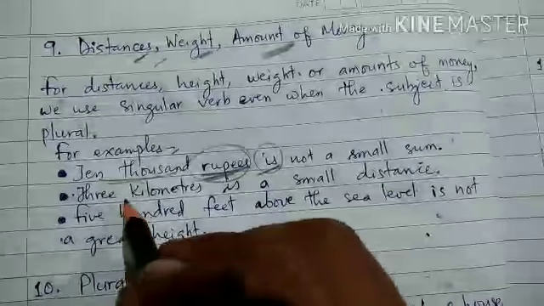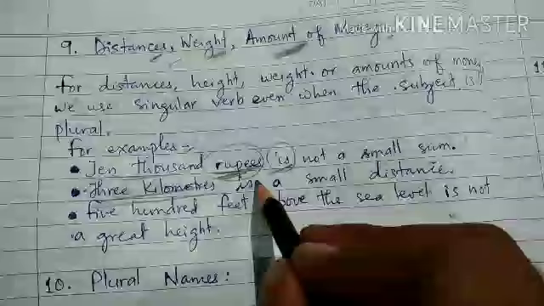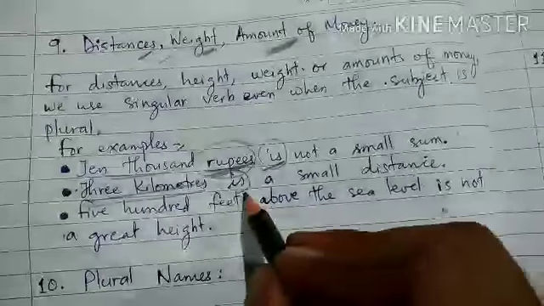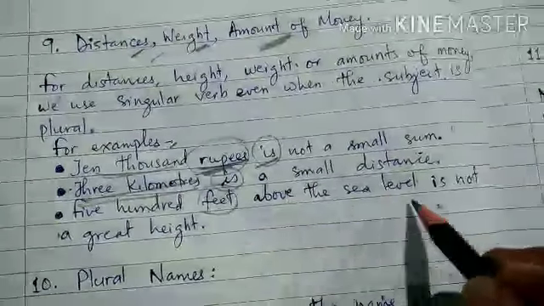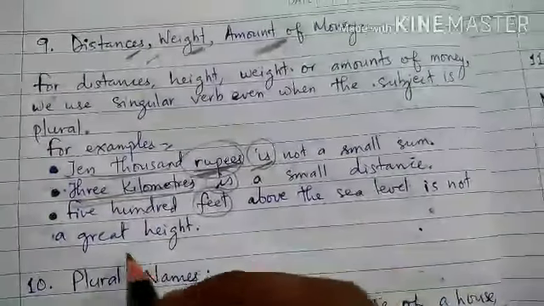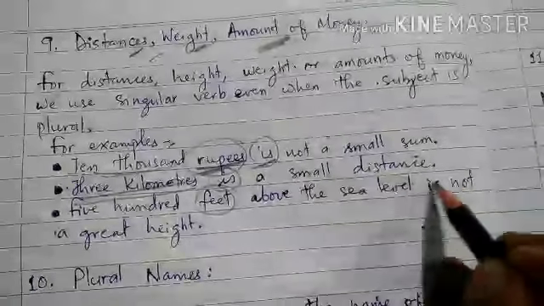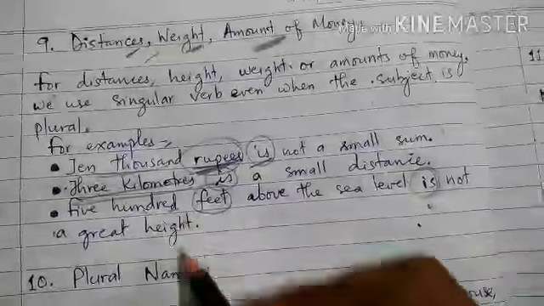3 kilometers distance. 3 kilometers, it seems plural, but with distances we use a singular verb. 500 feet above the sea level is not a great height, okay, understood? So, "is not", "is" is a singular verb because it tells us about the height.